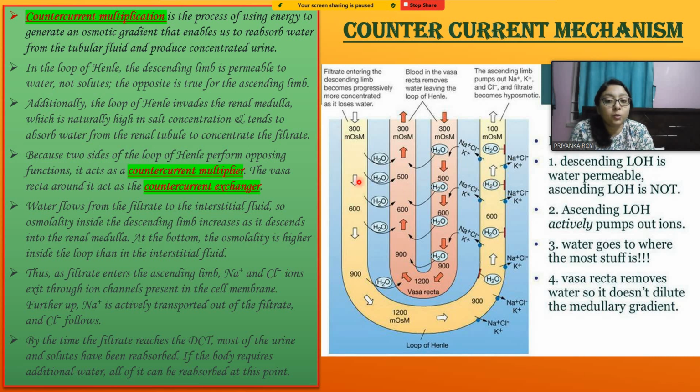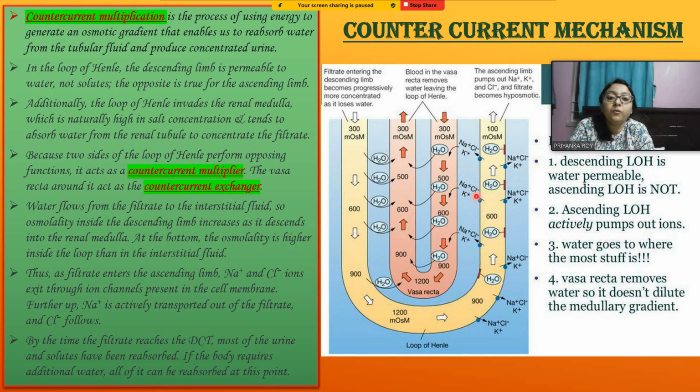Also this loop of Henle goes inside the renal medulla. The renal medulla is highly concentrated in sodium chloride, a lot of salt. So it is hyperosmotic. Therefore this hyperosmotic environment will obviously take up water from whatever hypoosmotic solution is there. So this happens when this filtrate is passing through the loop of Henle.